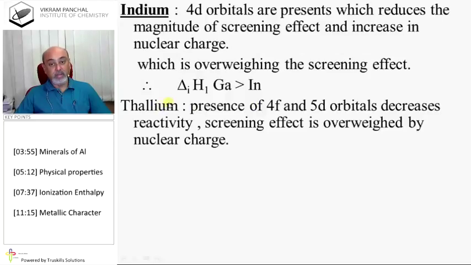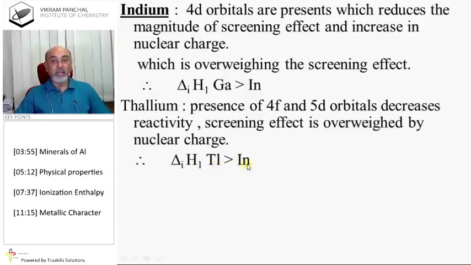Thallium and indium. The presence of 4f orbitals and 5d orbitals decreases the screening effect. The screening effect is overweighted by nuclear charge, and therefore thallium has higher ionization enthalpy than indium.